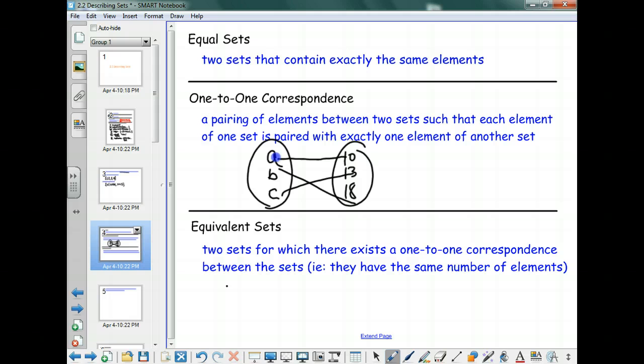But it's not equal, right? Equal means they're exactly the same. They're not exactly the same. They don't include a single person that's the same at all. But they would be equivalent. Okay, so there is a distinction between the language used there.